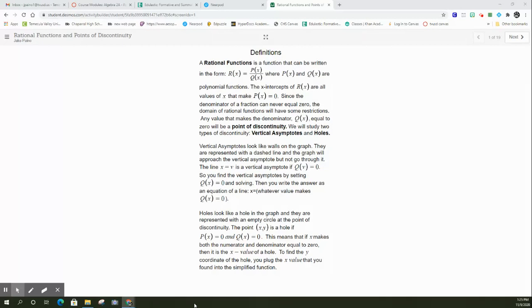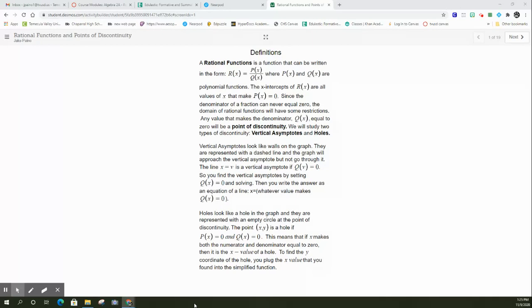When you're looking at a rational function, some key features are always the x-intercepts. The x-intercepts will be what makes the numerator zero, the top, the p of x. So you just set p of x equal to 0 and solve, and you can find your x-intercepts. There's a little caveat on that. If that value also makes the bottom 0, then it's not an x-intercept anymore, it becomes a hole, which we talk about now. When the denominator equals 0, those are called points of discontinuity.